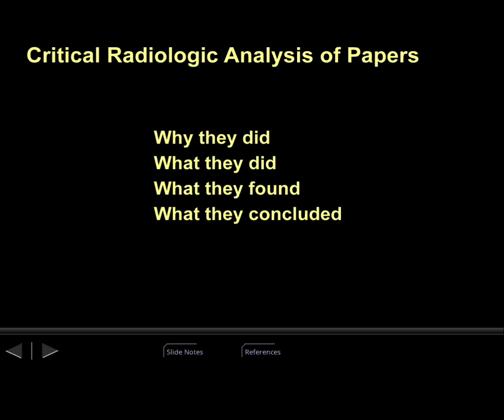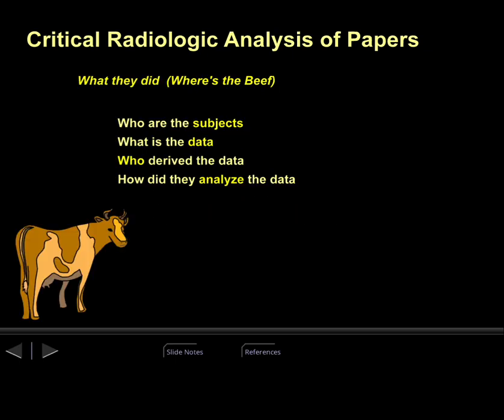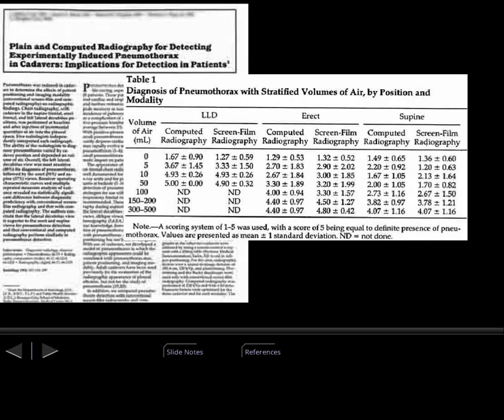This is a simple method with which to analyze articles. At the completion of any article, you should be able to answer these questions. If you cannot, something is amiss. The second question, what they did, refers to the methods and statistical tests that the authors used. For this question, ask the following, especially, what's the data?